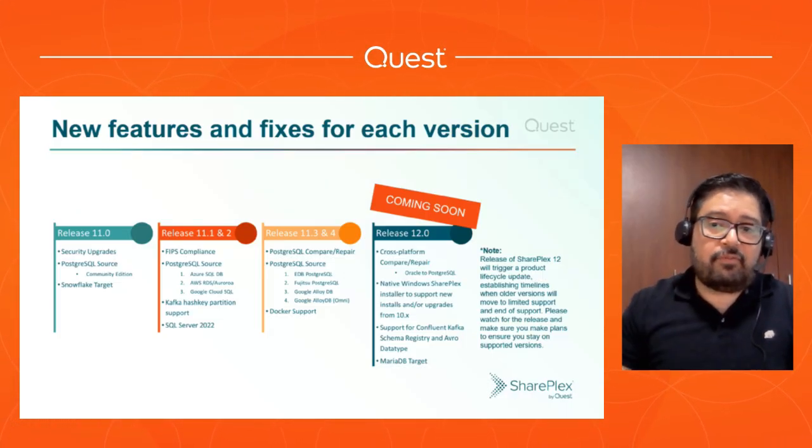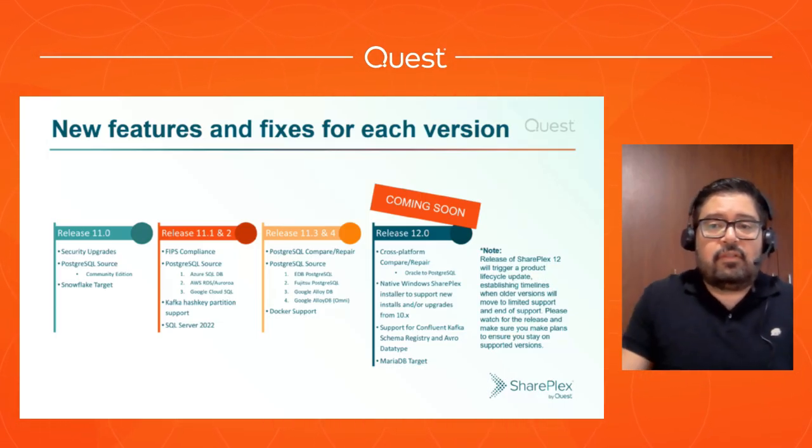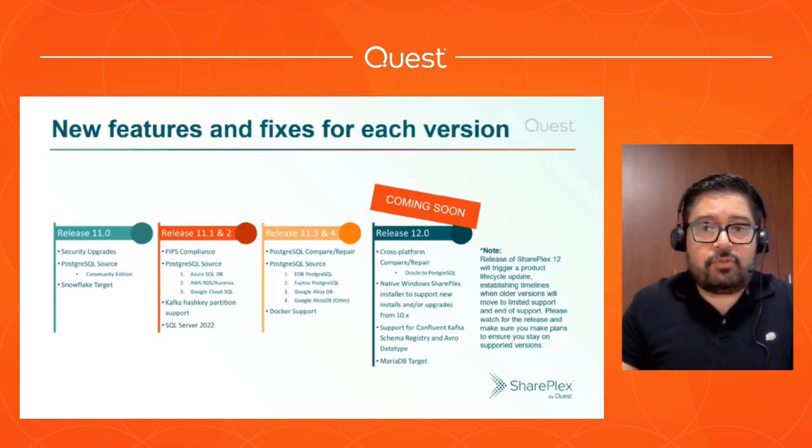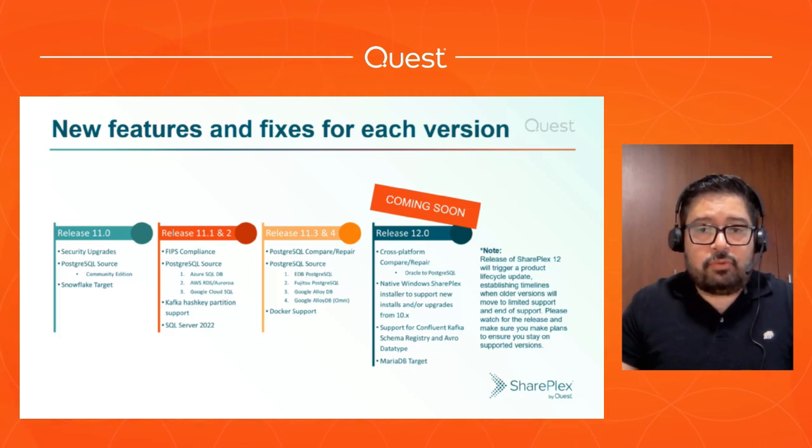We would like to highlight from the latest releases the introduction, for example, for SharePlex 11, we introduced PostgreSQL as a source, PostgreSQL replicating to multiple targets. And we also added Snowflake as a target, both from version 11.0. And then we expanded the source compatibility to some cloud PostgreSQL services such as Azure, AWS, Google Cloud, from version 11.1 and 11.2.